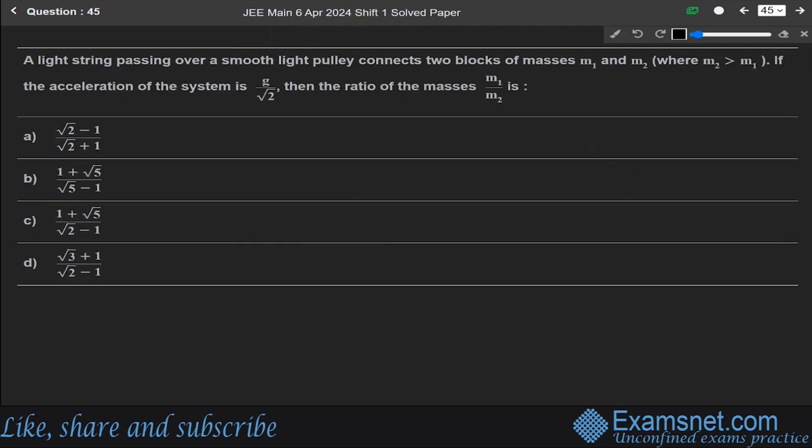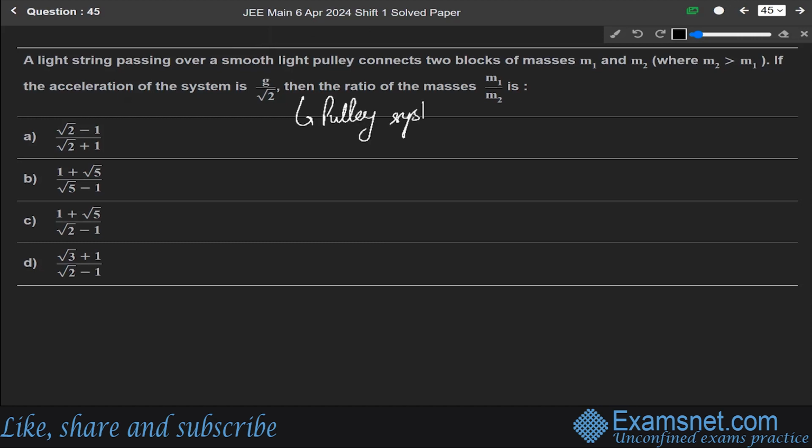Now next question 45. A light string passing over a smooth light pulley connects two blocks of masses M1 and M2 where M2 is greater than M1. If the acceleration of the system is g by root 2, then the ratio of masses M1 over M2 is, okay. So this question is from the pulley system.